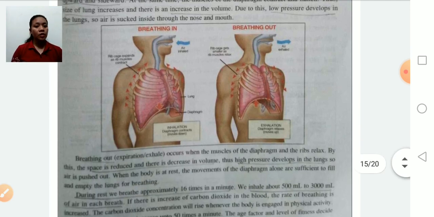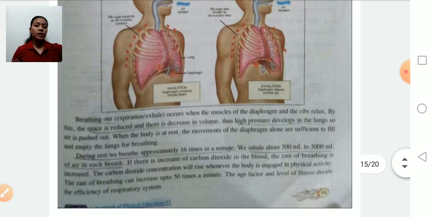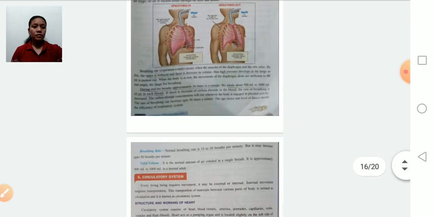And during breathe out, when we relax, the muscle of the ribs comes inward and the diaphragm comes upward, and there is a lot of pressure in the lungs. Therefore air comes out from the lungs. This is the mechanism of breathing in and breathing out.